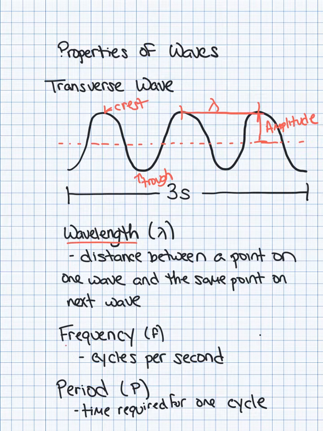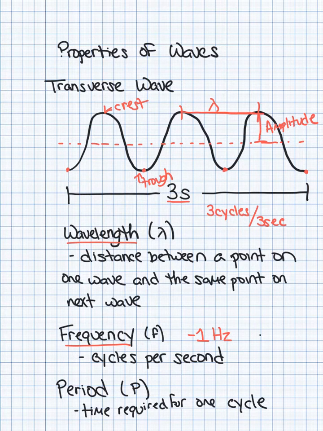Frequency is the number of cycles per second. A cycle would be from here to here. This is one cycle. From here to here is a second cycle, and from here to here is a third cycle. We know that this takes 3 seconds, so we have 3 cycles in 3 seconds. So the frequency of my wave is 1 cycle per second, or 1 hertz, Hz.